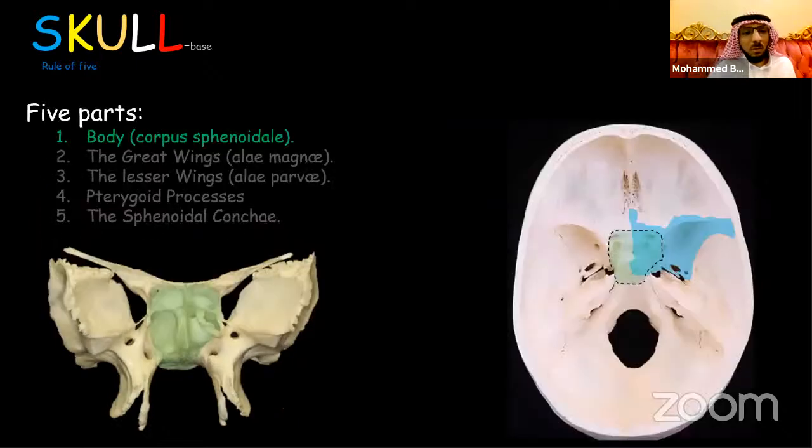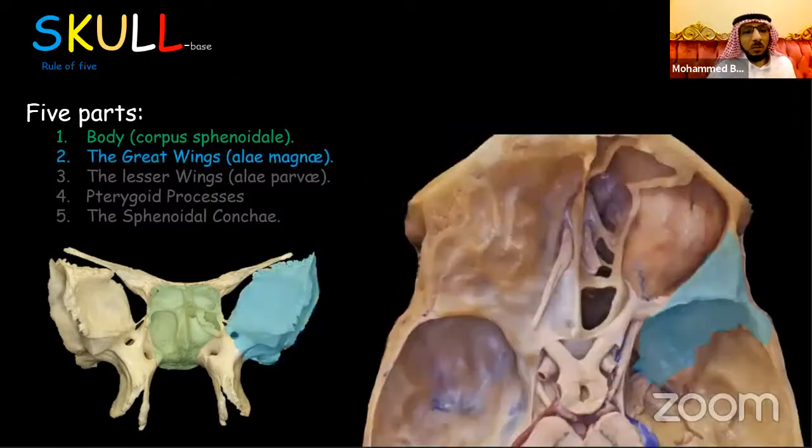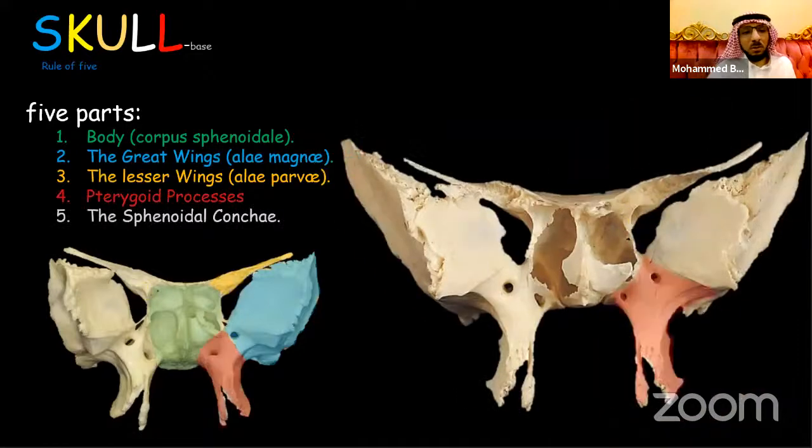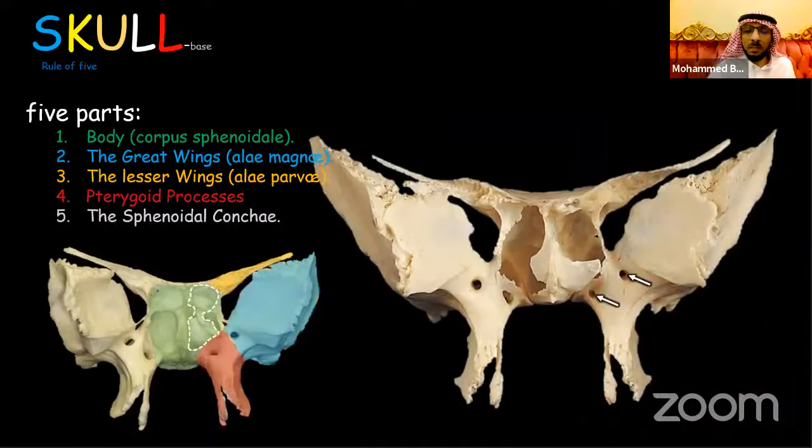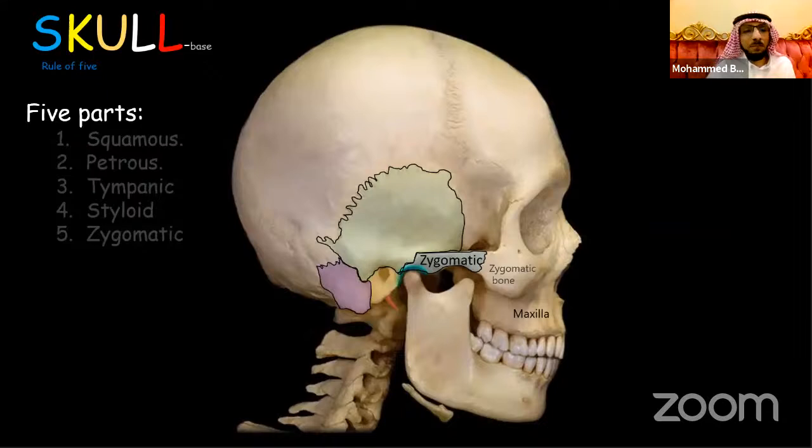Same thing with the rule of five for the sphenoid bone. It consists of the body, greater wing, lesser wing, pterygoid, and sphenoid concha, with all the foramina, including the superior orbital fissure, which is sandwiched between the greater and lesser wings, the optic canal found in the lesser wing, the Vidian canal, and the foramen rotundum.